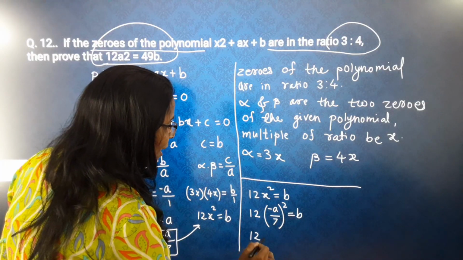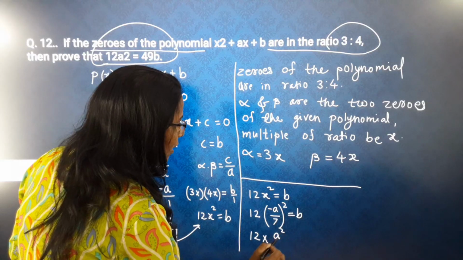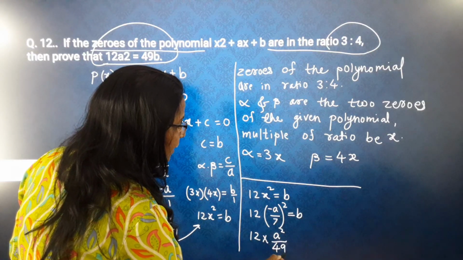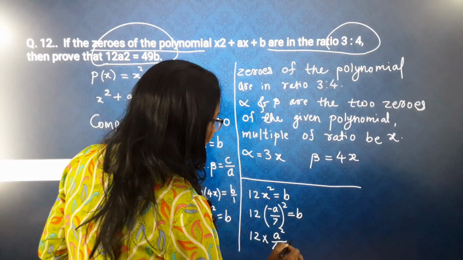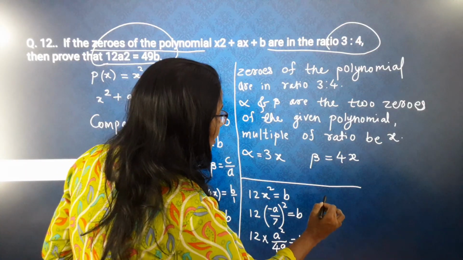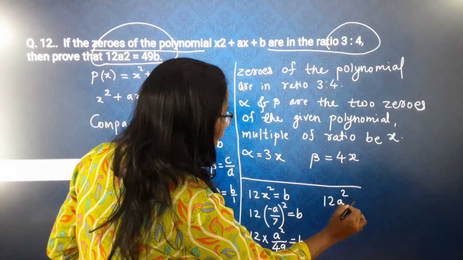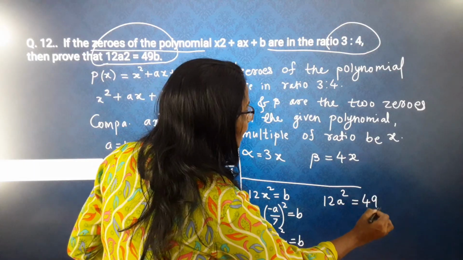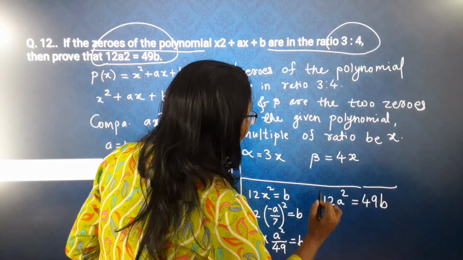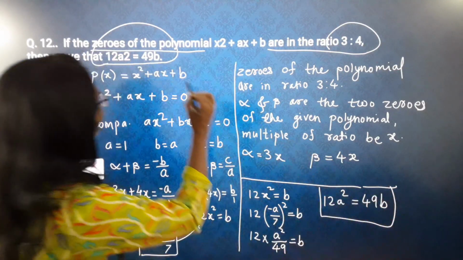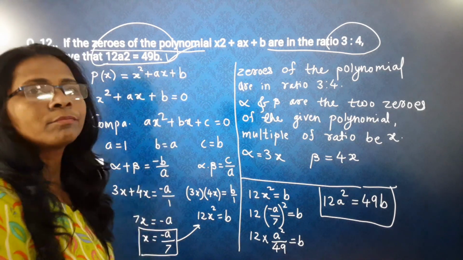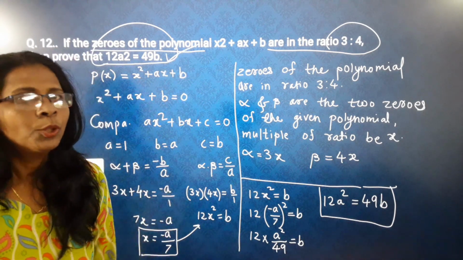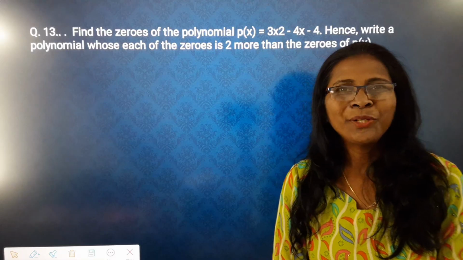So that means 12 multiply a square upon 49. Okay, so now here a is equal to b. That means 12a square is equal to 49b. Okay, now here see student, that was our to prove. Okay, next one example, students.